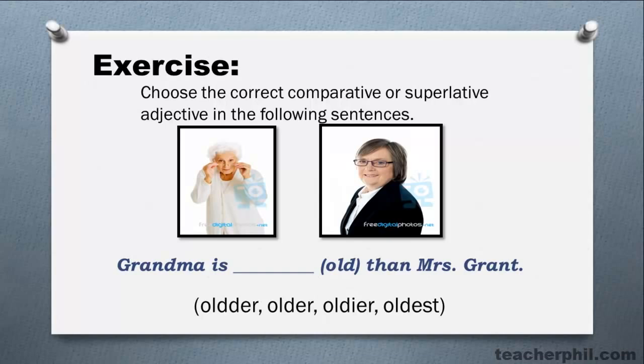The correct answer is older. Grandma is older than Mrs. Grant. The speaker in this sentence compares her grandmother to Mrs. Grant. It should be a comparative adjective, and the correct spelling is O-L-D-E-R. We don't double the last letter D, and we certainly don't add I-E-R after it.